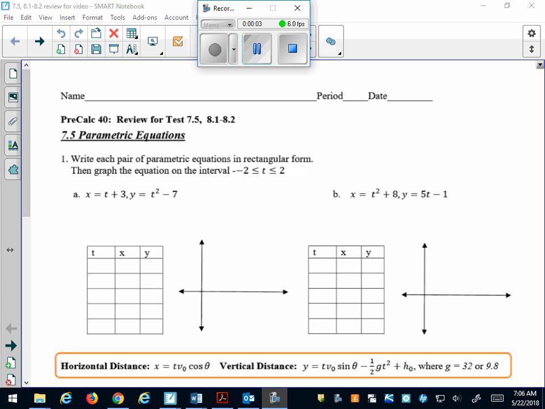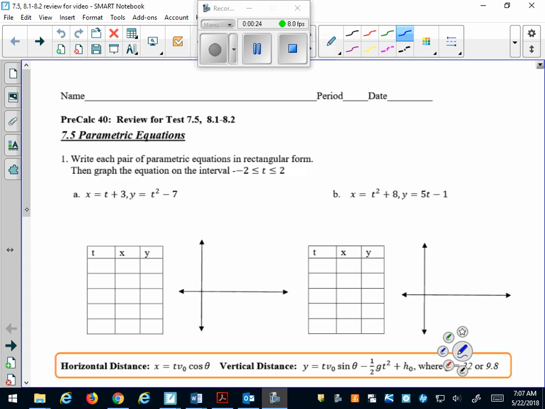Hi, this is Mrs. Myers, and this is going to be a video showing you how to do all of the problems on the review for the tests for pre-calculus. Our last test before the seniors leave, 7.5, 8.1 to 8.2, so it's parametric equations and vectors.